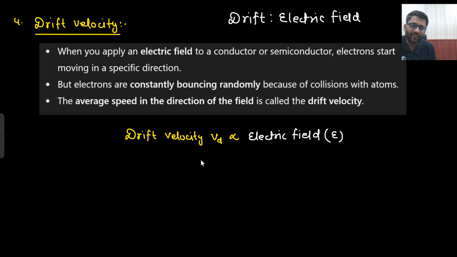So your drift velocity Vd is proportional to the applied electric field. When you remove this proportionality sign, there comes a proportionality constant, that is mu, and that mu is known as mobility.